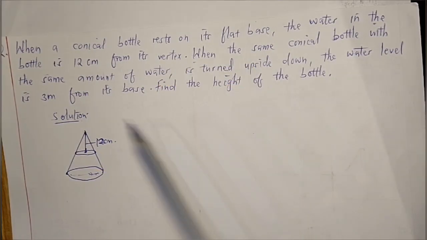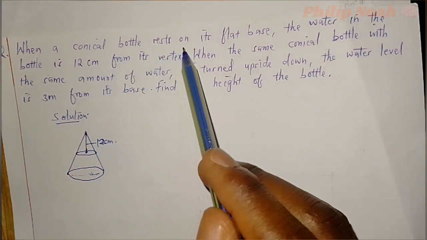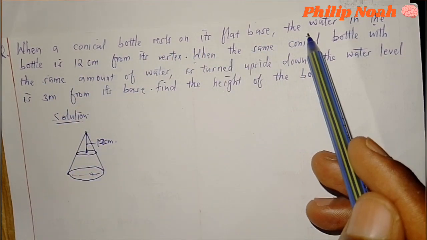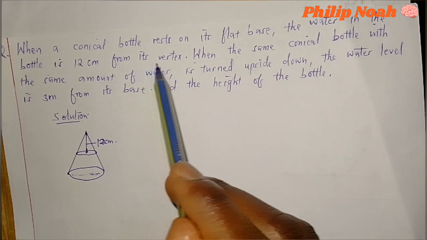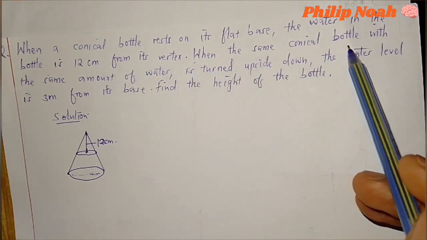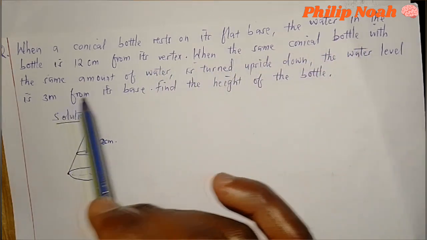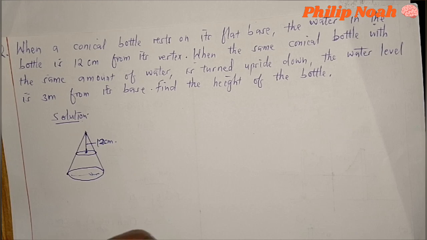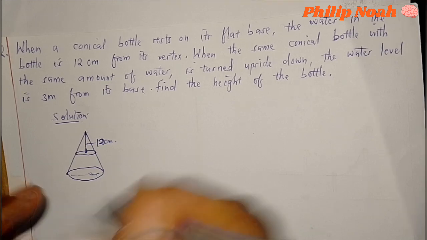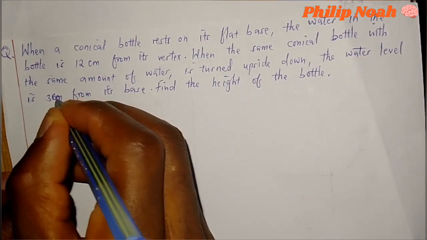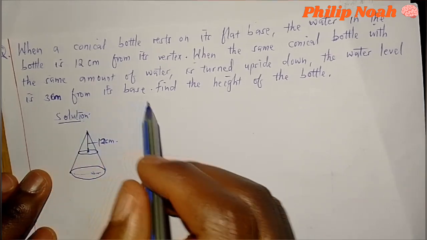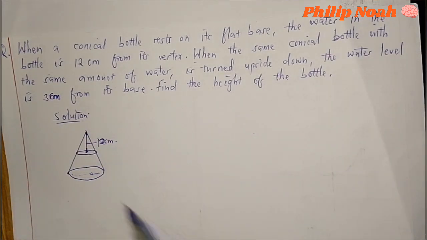This will be explaining: when a conical bottle rests on its flat base, the water in the bottle is 12 centimeters from its vertex. When the same conical bottle with the same amount of water is turned upside down, the water level is 3 centimeters from its base. Find the height of the bottle.